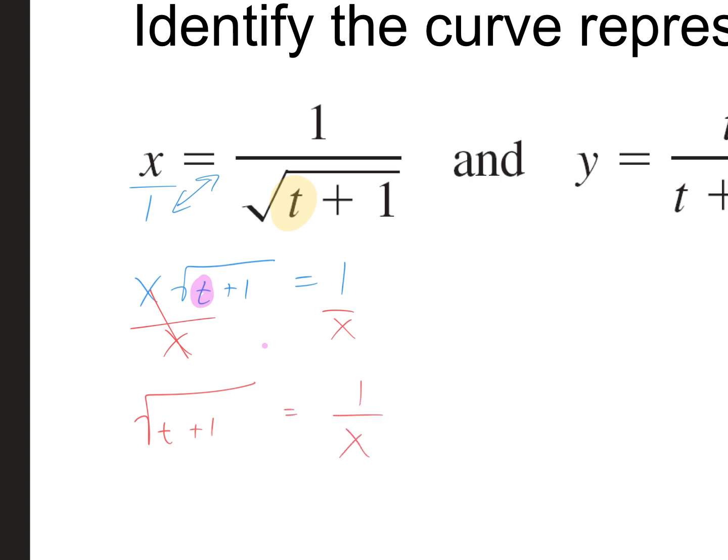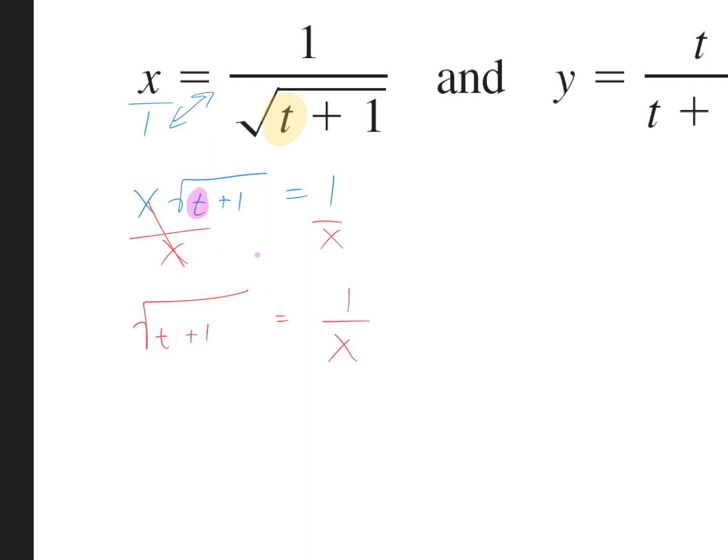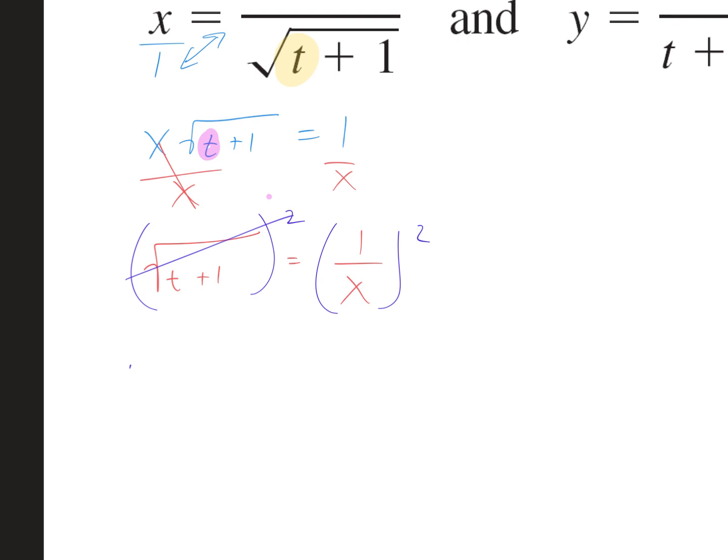Agreed? Okay. We're still trying to get t by itself. Use your algebra skills. What am I going to do to both sides? I'm going to square both sides. Good. What you do to one side, you do to the other. So what? Square the square root goes away. So I have t plus 1 equals 1 over x squared.